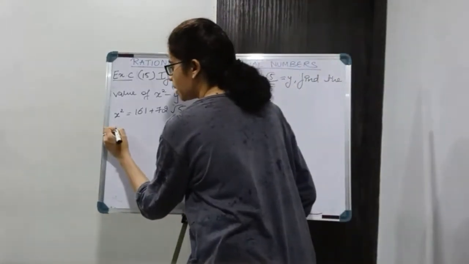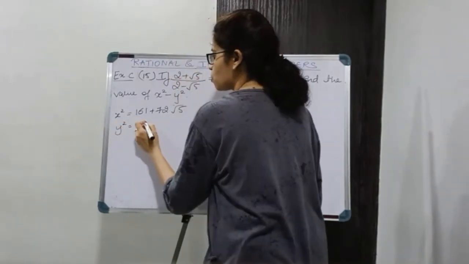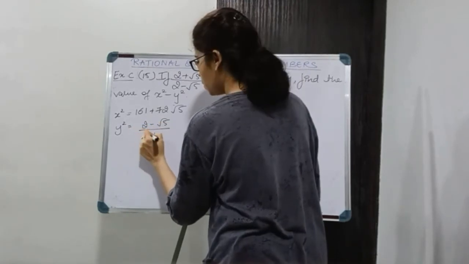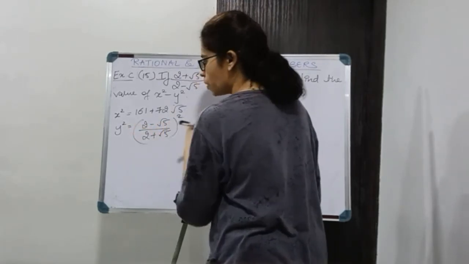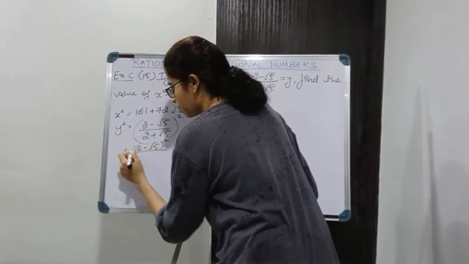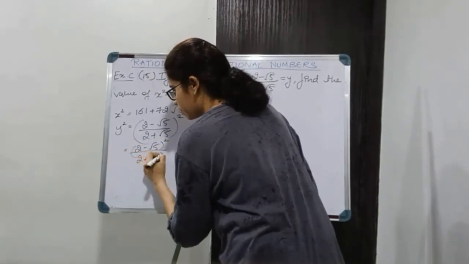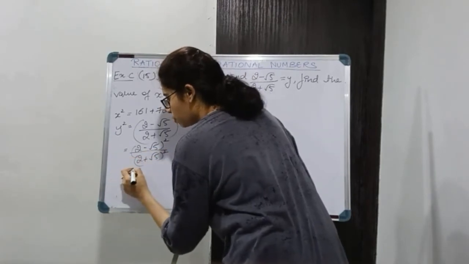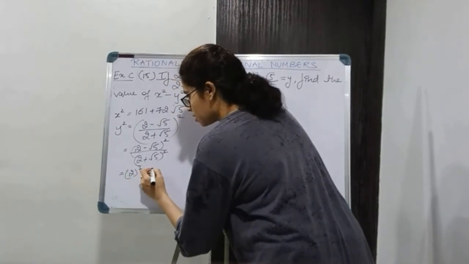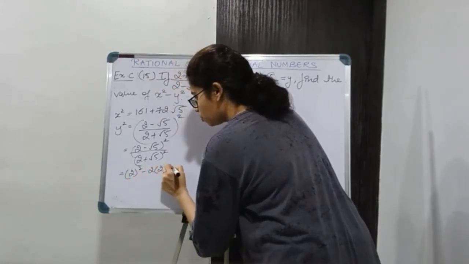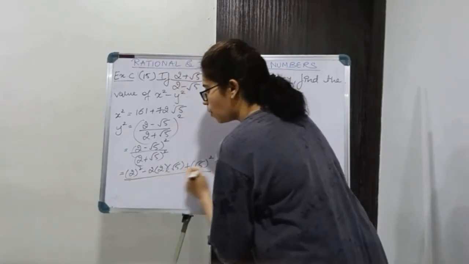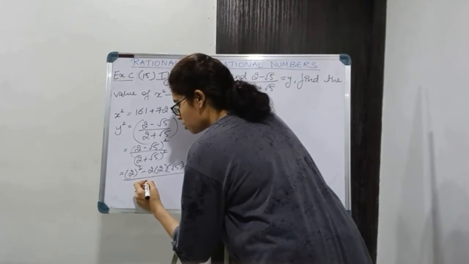Now let us find the value of y square. So y square is going to be 2 minus root 5 upon 2 plus root 5 the whole square. So 2 minus root 5 the whole square upon 2 plus root 5 the whole square. So it is going to be 2 square minus 2 into root 5 plus root 5 square upon 2 plus root 5 the whole square.